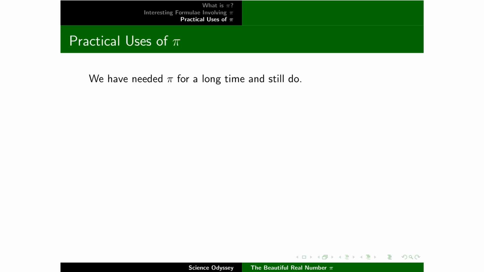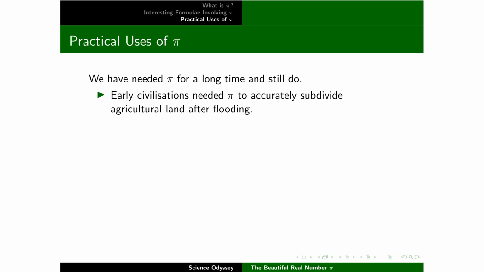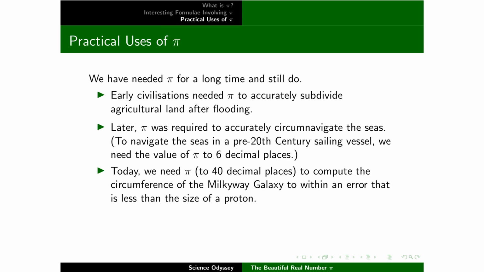We've needed pi for a long time, and we still do. Early civilizations needed pi to accurately subdivide agricultural land after flooding. Later, pi was required to accurately circumnavigate the seas. But to navigate the seas in a pre-20th century sailing vessel, we only needed pi to 6 decimal places.